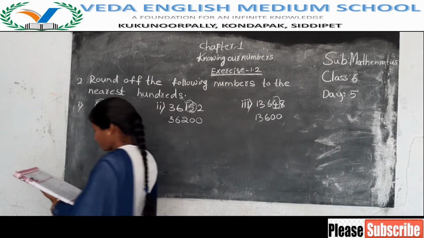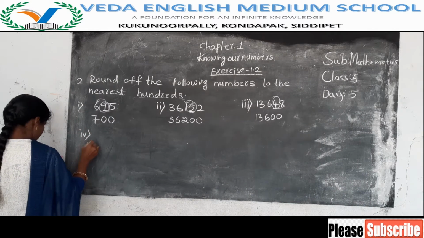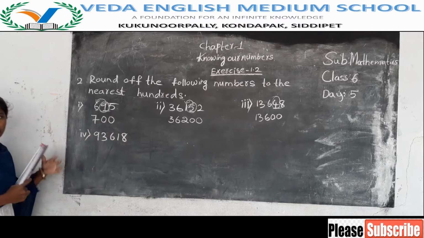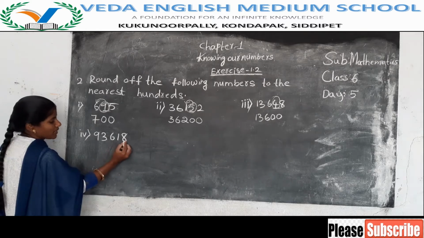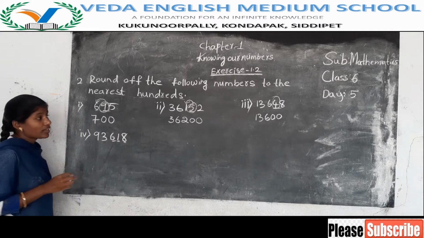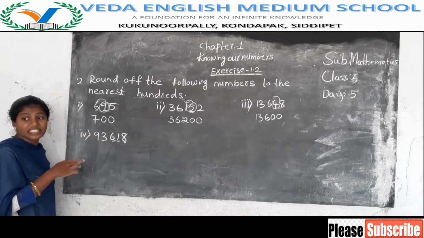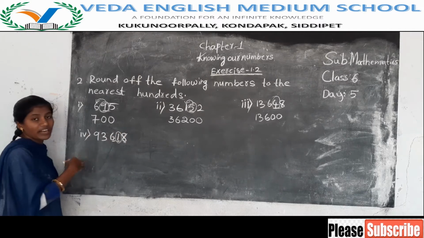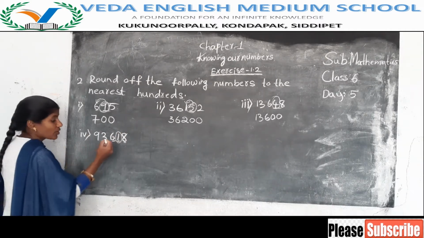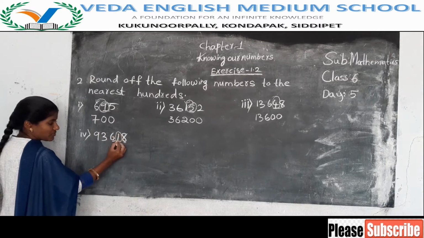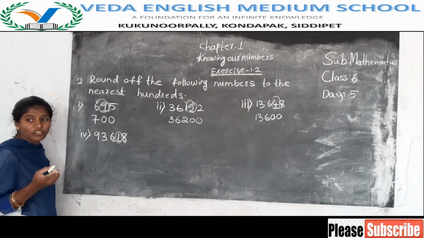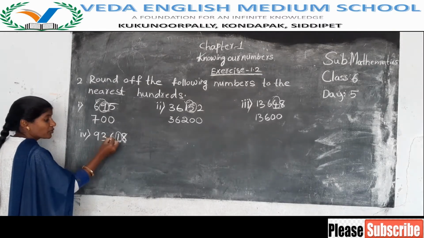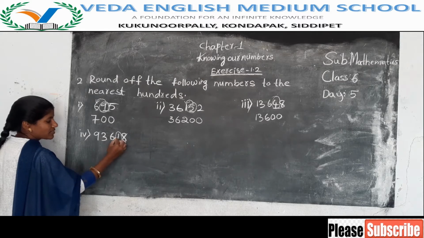Then fourth question. 93618. Here it is also the same. Now you have to count up to the hundreds place value: ones, tens, hundreds. If they ask nearest hundreds, then we have to check the place value before it. Before hundreds, the place value is tens. In this tens place we have 1. Is 1 above 5 or below 5? 1 is below 5. If the number is below 5, you have to write the number as it is and the remaining two places are zeros.